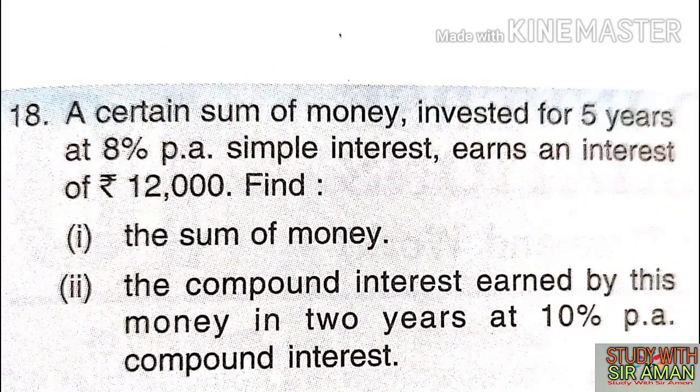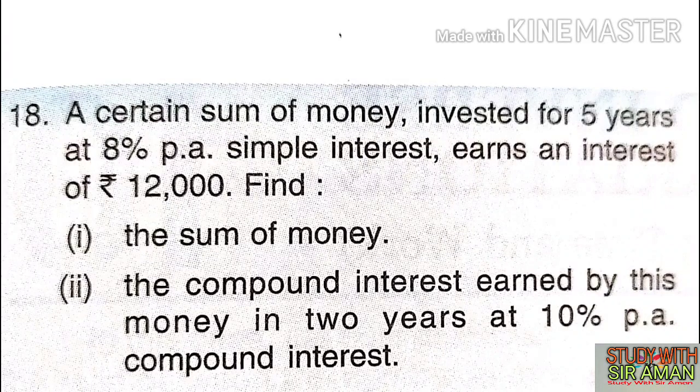Check the next question. A certain sum of money invested for 5 years at 8% simple interest, time 5 years, rate 8%, earns an interest of 12,000. Interest is 12,000. Find number 1, sum of money. What do you mean by sum of money? Means principal. For principal we need 3 things: interest, rate and time.